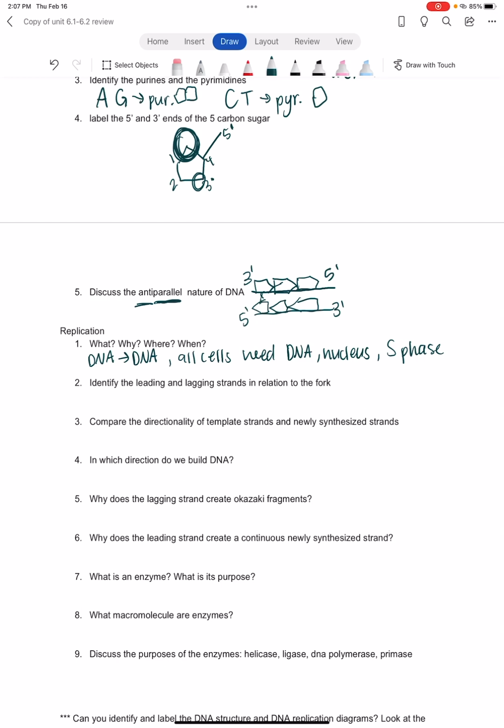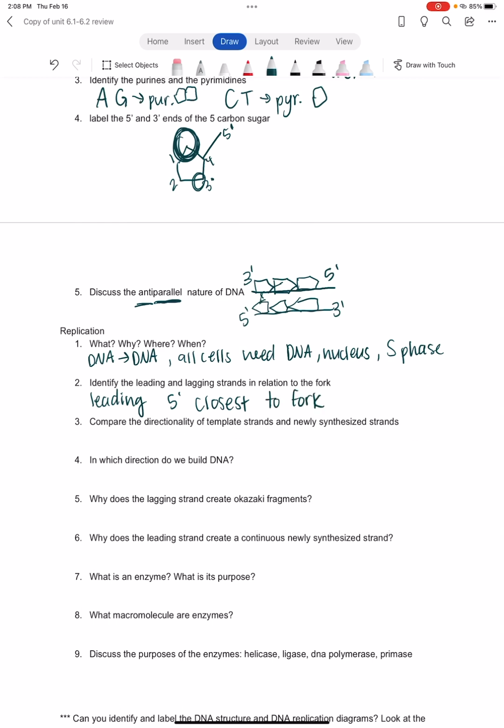Identify the leading strand and the lagging strand in relation to the fork. So the leading strand will have 5' closest to the fork, and then the lagging strand will have 3' closest to the fork. So it's just opposite, closest to fork.